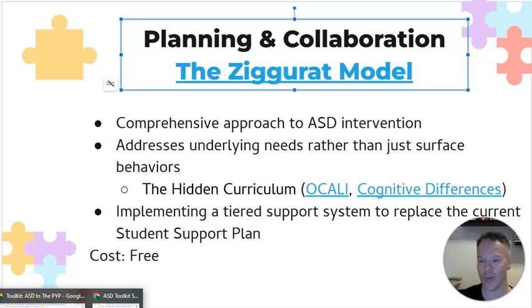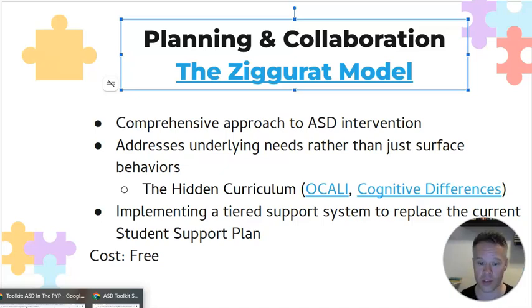What can we do? We can have the ABC charts in the classrooms, and we can implement the Ziggurat model to take the place of our student support plan. So the Ziggurat model offers a comprehensive approach to addressing the needs of students with ASD by focusing on underlying issues rather than just surface level behaviors.